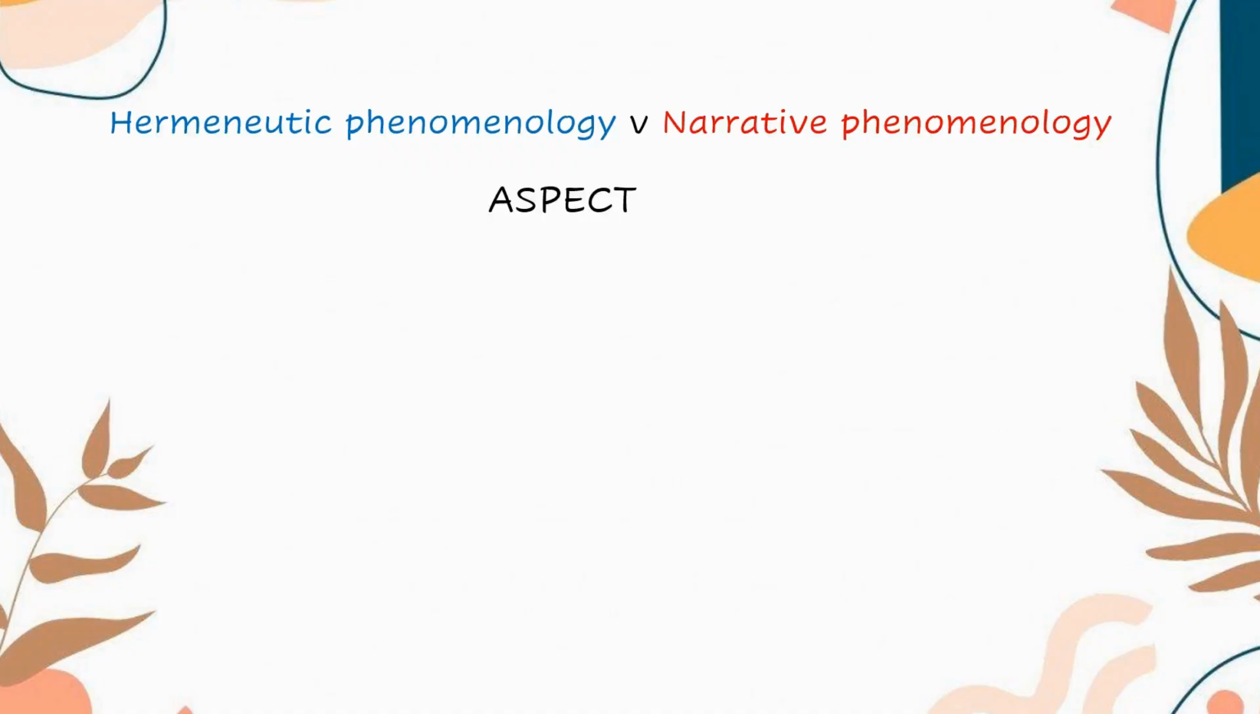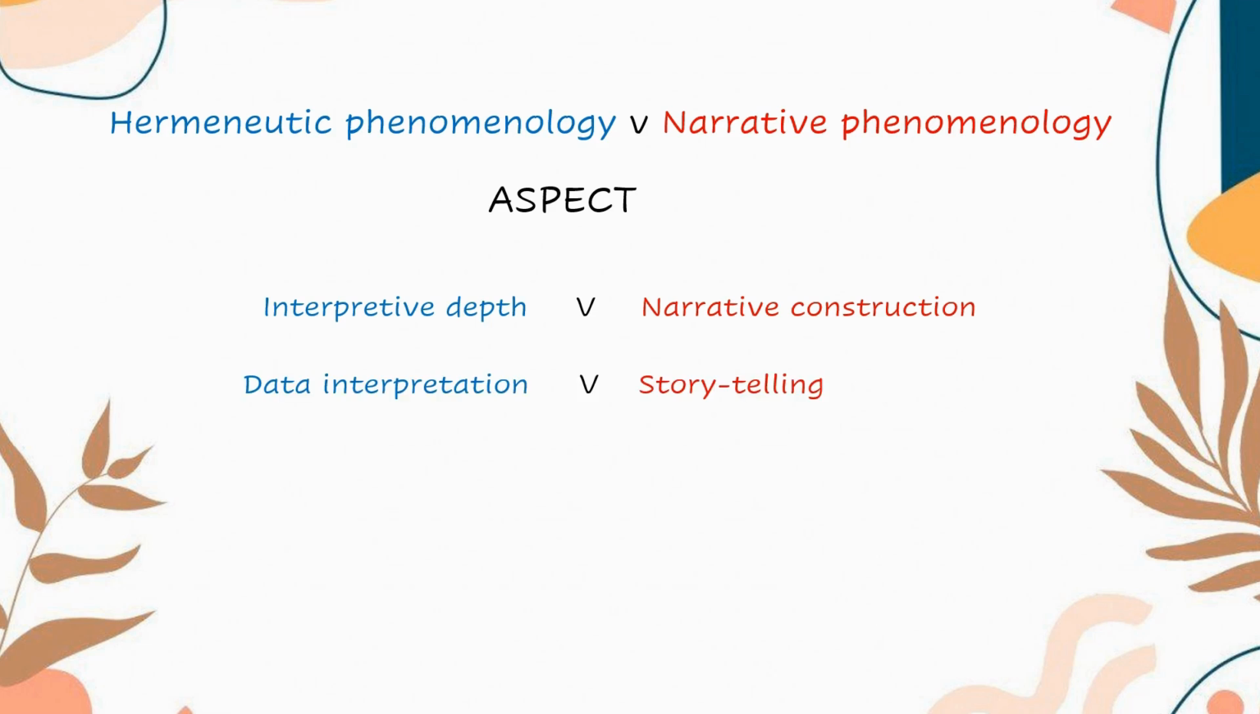We're going to look at the comparative analysis of the two now, with the hermeneutic phenomenology in the blue and the narrative phenomenology in the red. We're going to look at the different aspects of the two methodologies. Firstly, we're going to look at the interpretive depth of hermeneutic phenomenology versus the narrative construction of narrative phenomenology. Hermeneutic phenomenology delves into the existential and philosophical meanings behind experiences, whereas narrative phenomenology focuses on the structure and storytelling aspect of the participants' experiences.